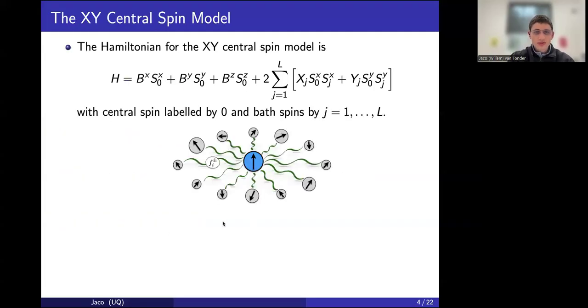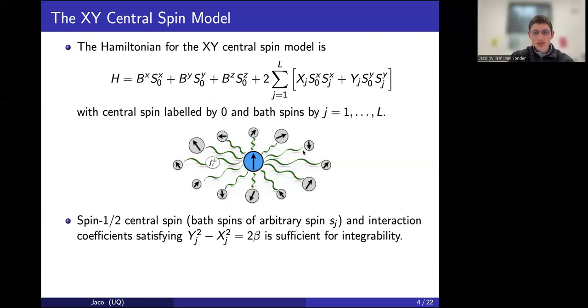So firstly, the model. The model consists of a central spin labeled by 0, and then a set of Bath spins forming the environment, which only interact with the central spin via these XX-YY interactions. So note in this case, we call it an XY model because the X and the Y interactions can be different, and we have no ZZ type interaction. We can also apply a magnetic field on the central spin, indicated by these B terms.